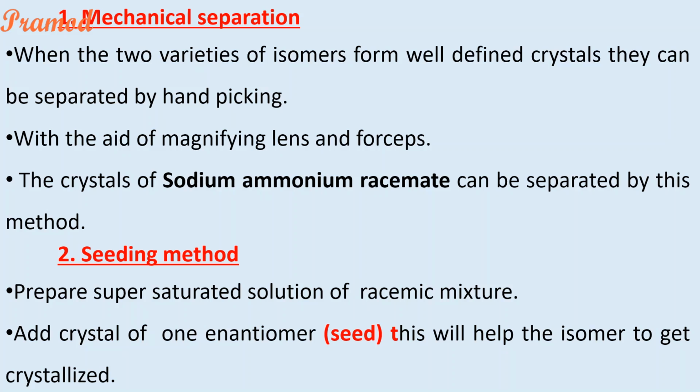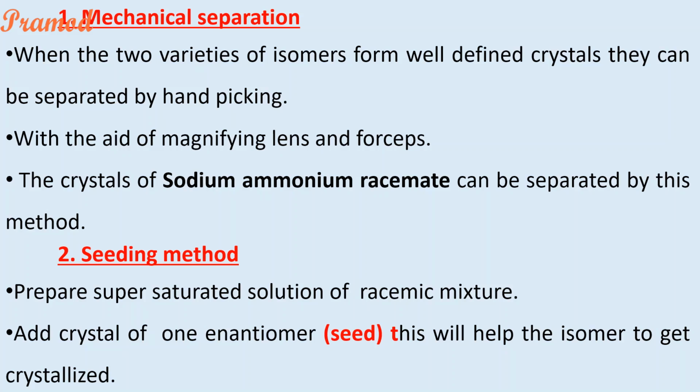So this is known as the seeding method, where you put one pure enantiomer into the supersaturated mixture, and that will recrystallize one enantiomer from the racemic mixture. That is your seeding method.